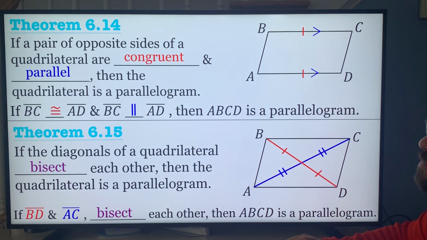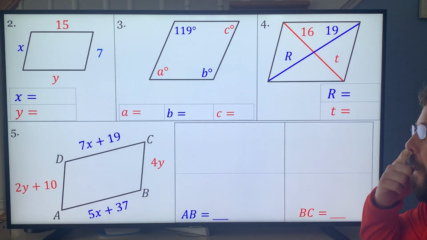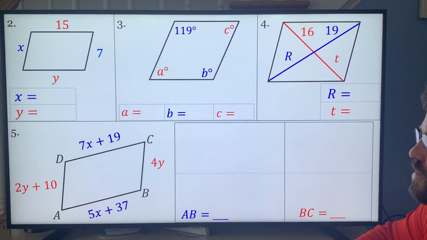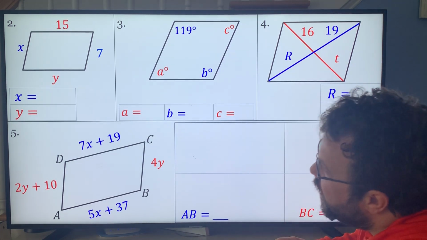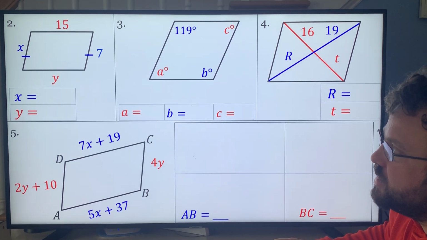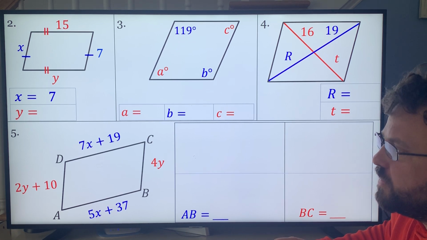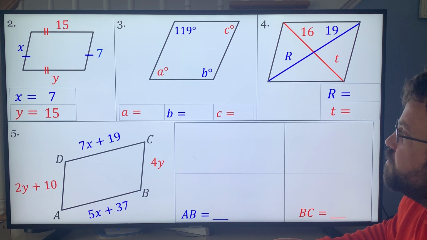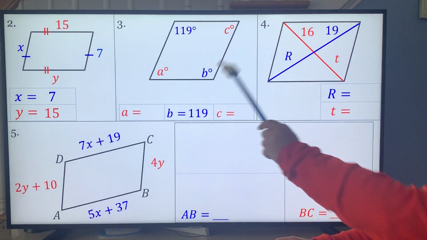Right? Awesome. Excellent. All right, why don't you try a couple of problems? Problems 2 through 5. Good. This is a continuation of yesterday's lesson, so it's very simple. All right, let's look at problem 2. X equals what? 7. Yep, opposite sides are congruent. Y equals 15. Right here, what does A equal? In this case, B equals 119, because B and 119 are equal.